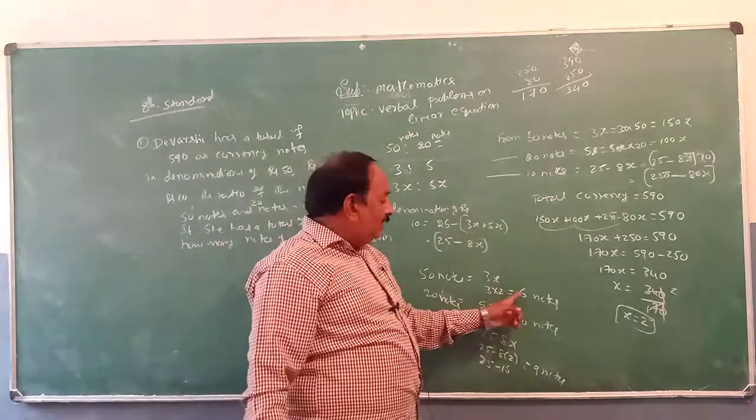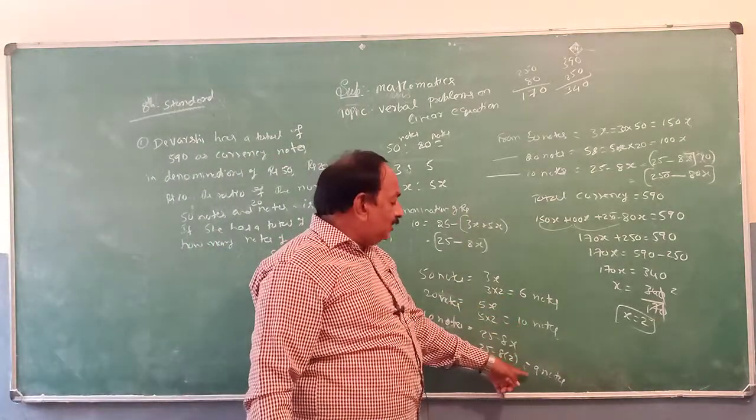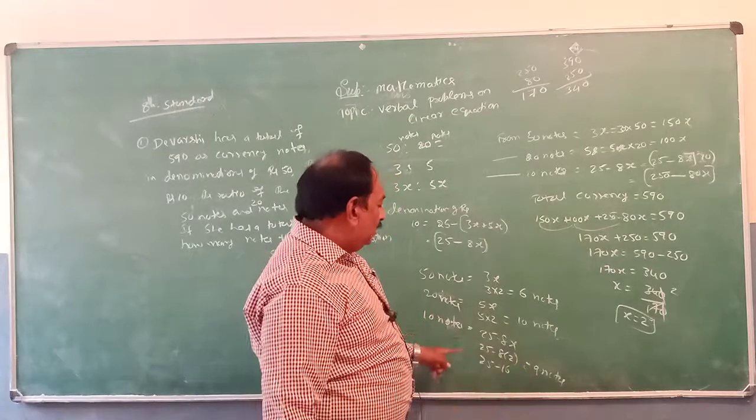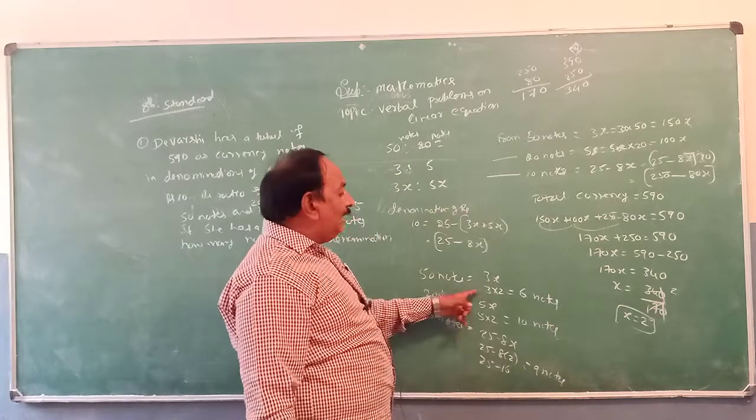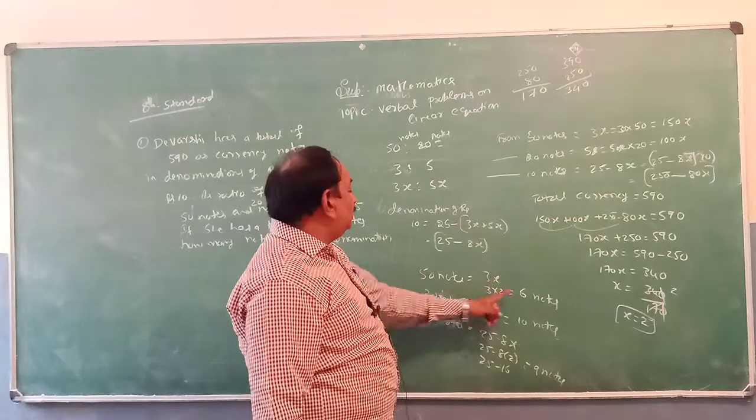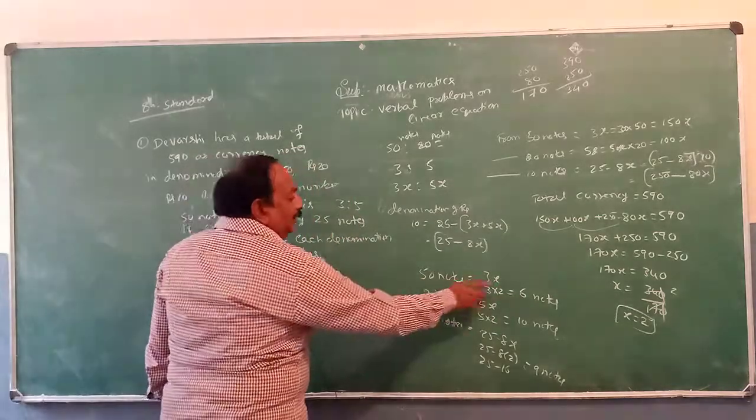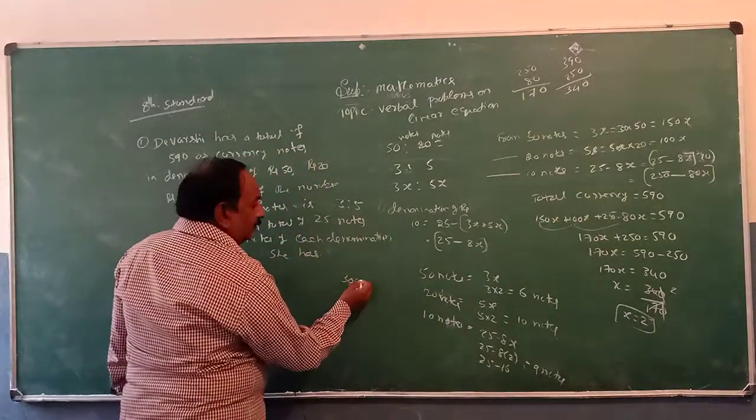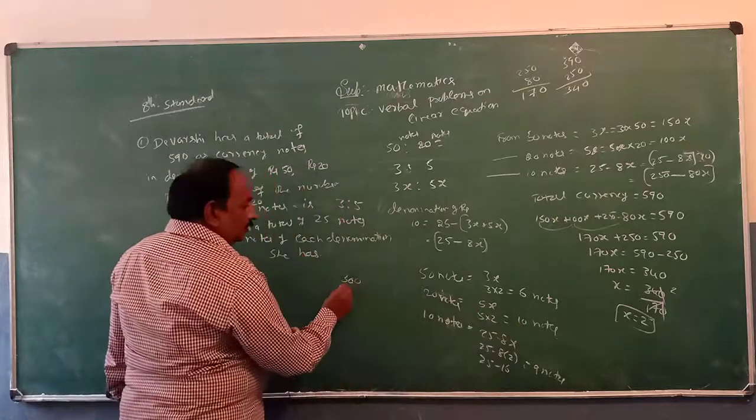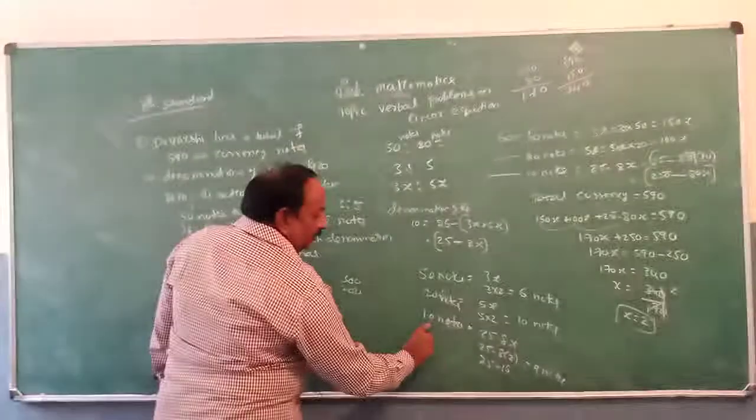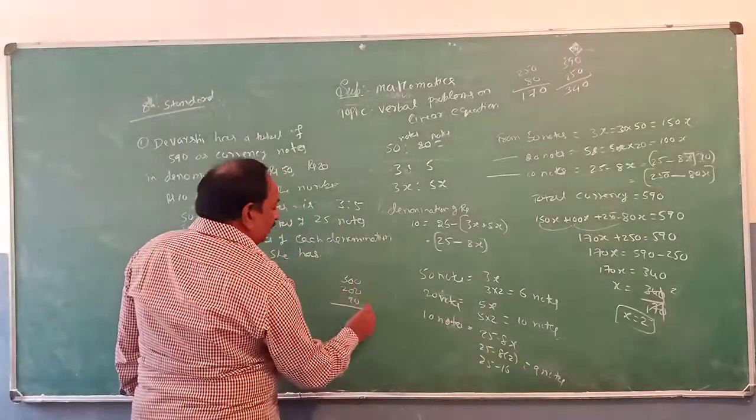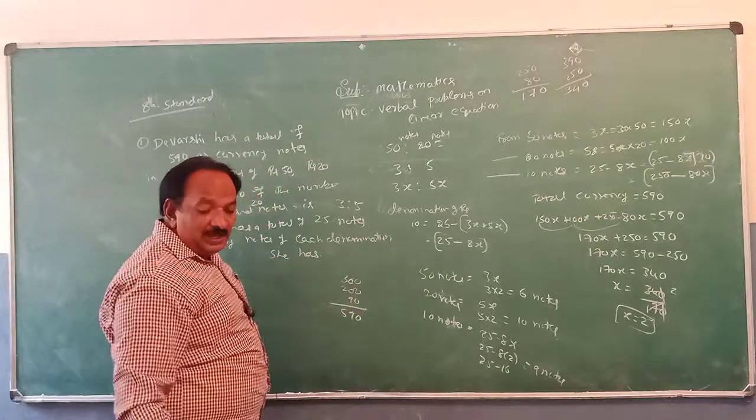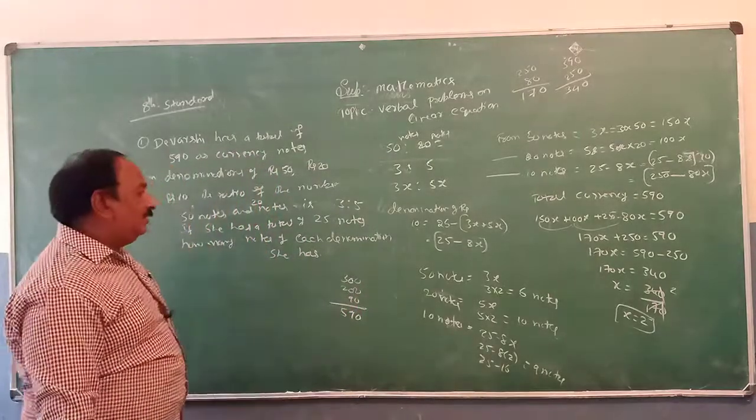Now check the answer. 10 plus 6, 16. 16 plus 9, 25 notes. Total amount, when you check this value: 6 notes of 50, 50 into 6, 300 rupees. 20 into 10, 200 rupees. 10 into 9, 90 rupees. Total 590 rupees. So our answer is correct.